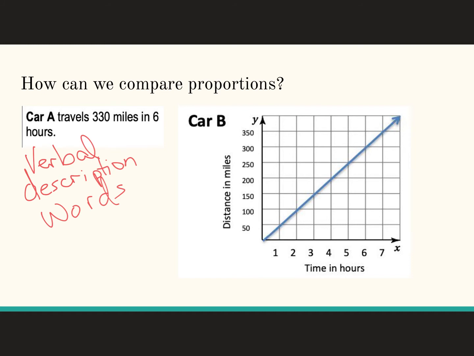And car B, we have a graph. So for car B, we have this lovely graph. Now, we've seen these before. We've talked about them. So how can we compare them? Well, usually the easiest thing to do is put them in the same format.